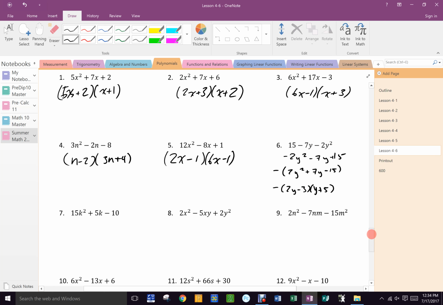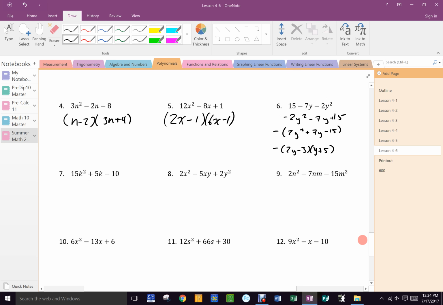Back to normal for number 7. Number 7 also has a trick. What did you have to do first? Okay, go ahead, Josh. What's your answer? 5 bracket 3k minus 2 bracket times k plus 1 bracket. Yes. Absolutely correct. He remembered he had the GCF first, because 5, 5, 5.